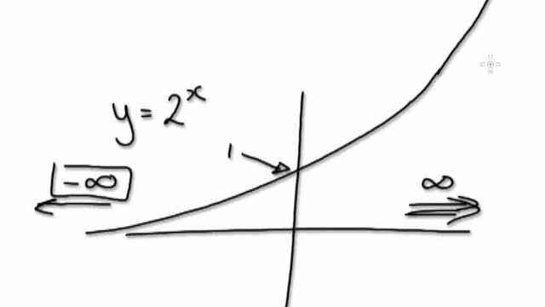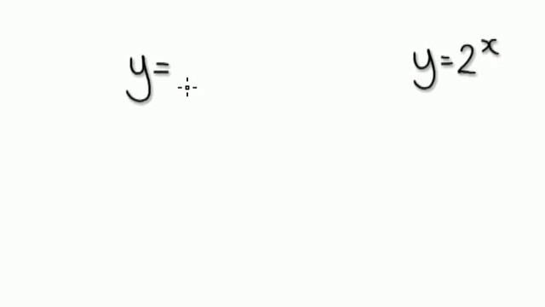Okay. Now in this video here, we are going to investigate what happens when you have y equals, let's say, earlier it was this 2 to the power of x. What happens if this number here is less than 1? Let's say 0.8 to the power of x.